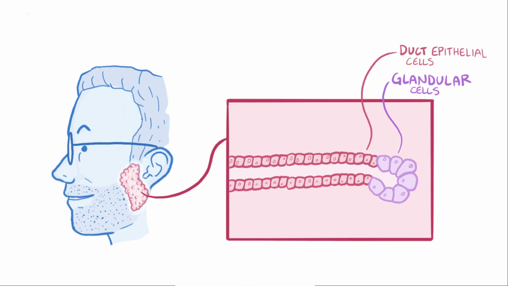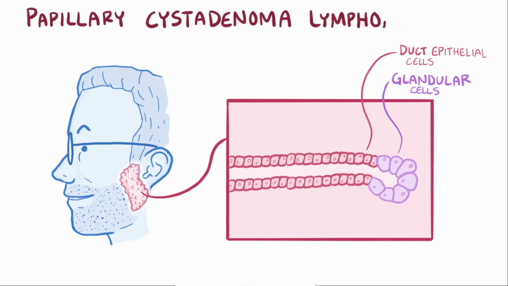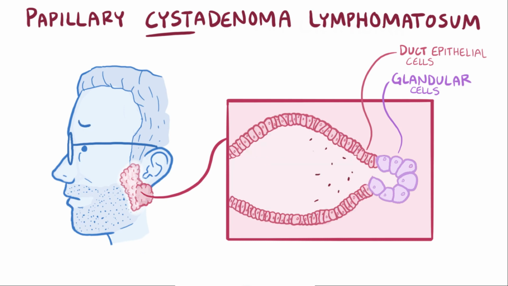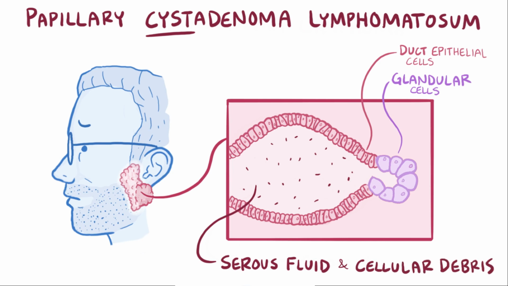Warthin tumor's other name, papillary cystadenoma lymphomatosum, is long and technical but describes the disease pretty well. Cystadenoma refers to the fact that the ducts grow in size and fill up with serous fluid and cellular debris, which forms a large cyst.